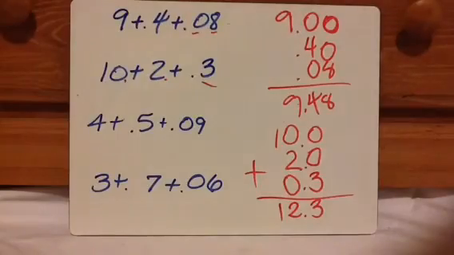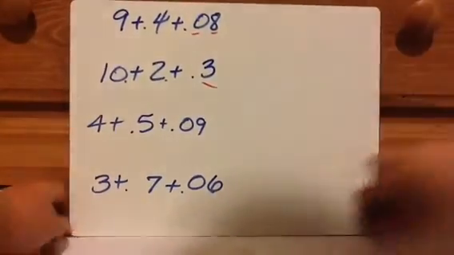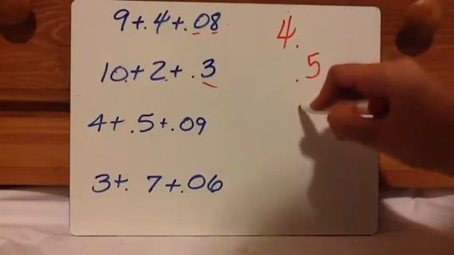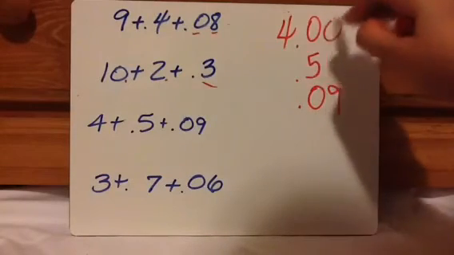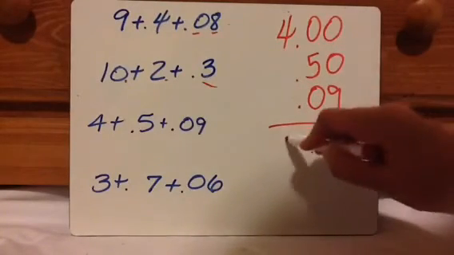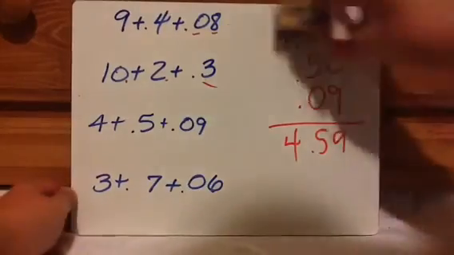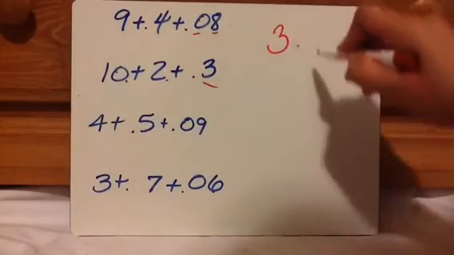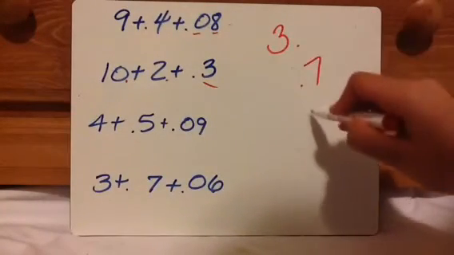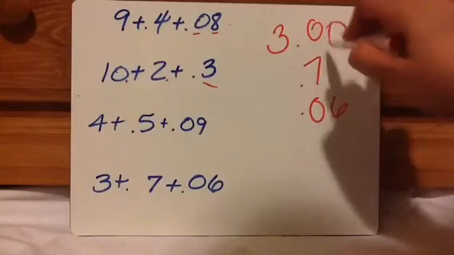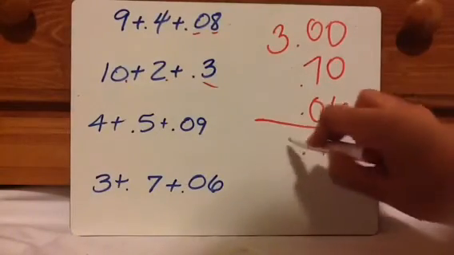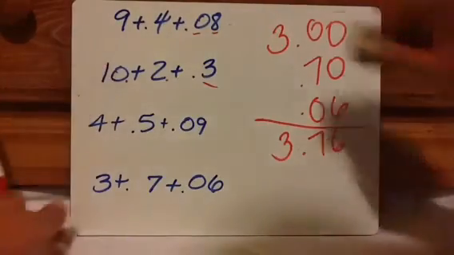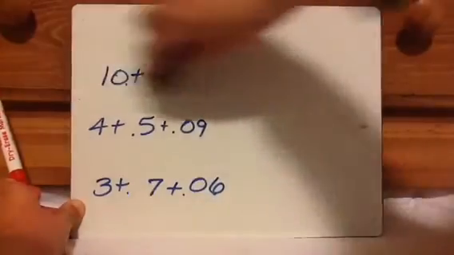Let me get my eraser. So 4.5 and 9/100ths. Now I'm going to add in all the zeros. 4 and 59/100ths. And then here's 3. Remember that invisible decimal. Decimal 7, decimal 06. Just like that. Let's do some more like this, and let's take it to the hundredths place.